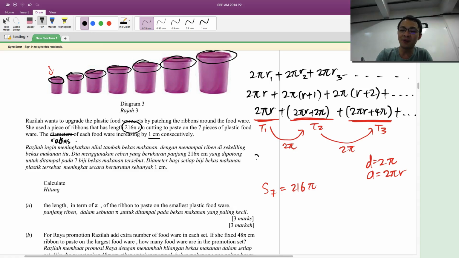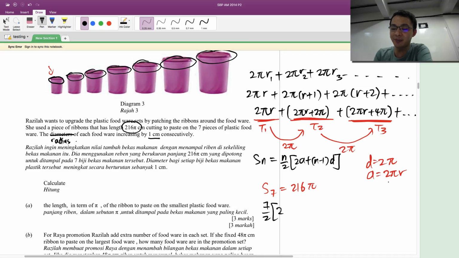Of course you have to know the formula for Sn in arithmetic progression is n over 2, bracket 2a plus n minus 1 d. This is just the formula. So therefore, I will substitute all the information I have. So this is 7 over 2. My a over here, I can leave it as a, it doesn't matter. Plus n minus 1 will be 7 minus 1, I will get 6, d. My difference over here will be 2 pi. Okay, so then equals 216 pi.